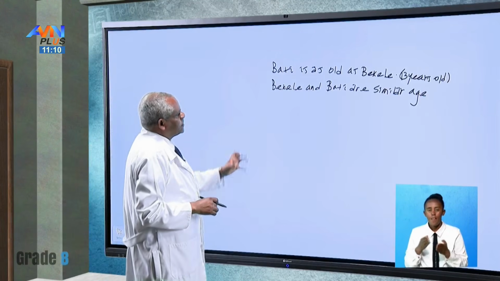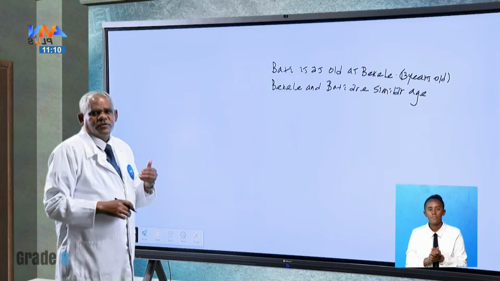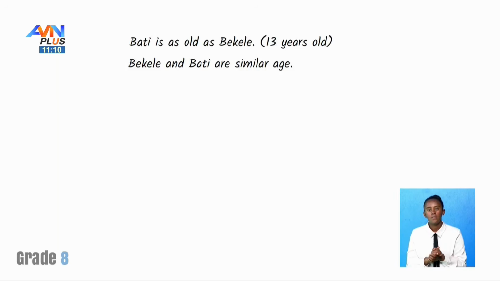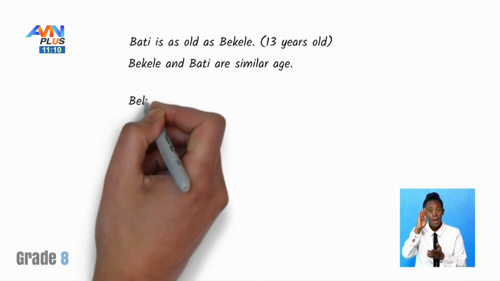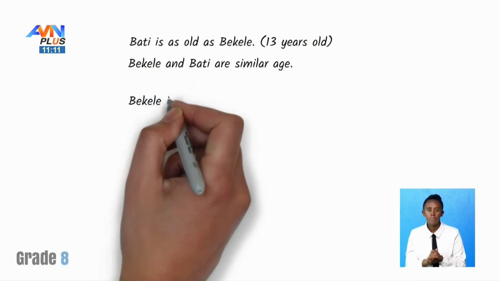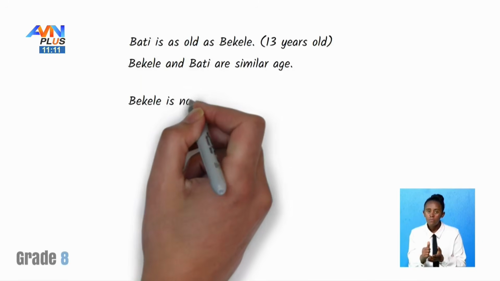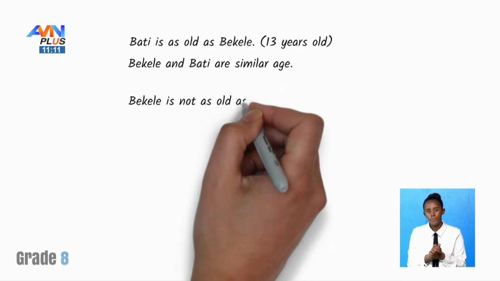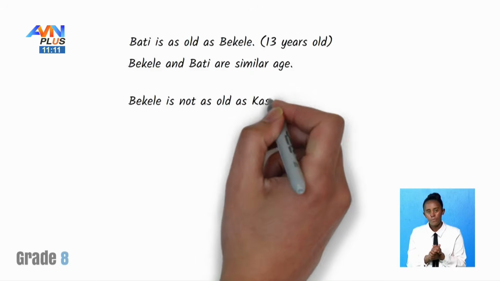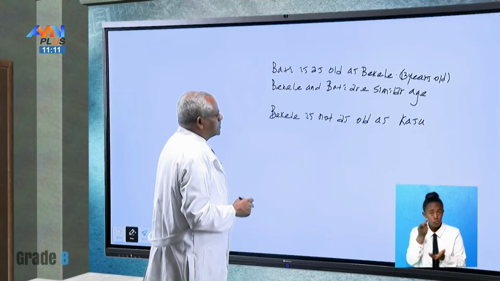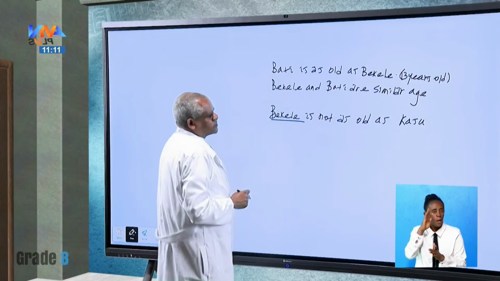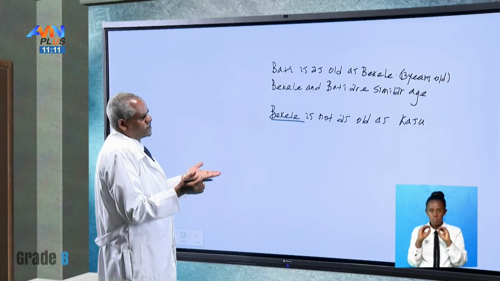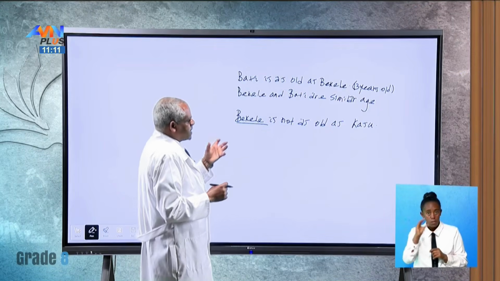Let's go and see the weight of those students. Again, Bakala is not as old as Kasu. That means Bakala has age that is 13, whereas Kasu is 14. They are different. So Bakala is not as old as Kasu.